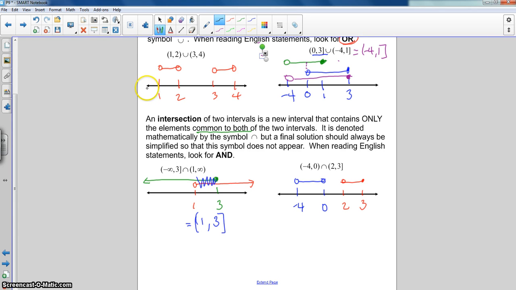So I'm looking for some overlap. I don't see any overlap. So actually this one, I would say the empty set, because they don't share any common elements.